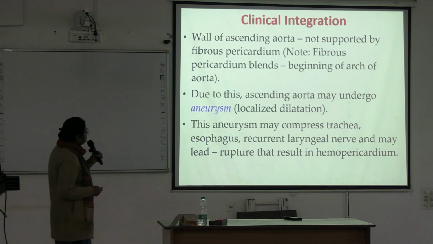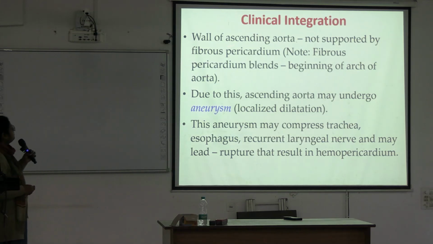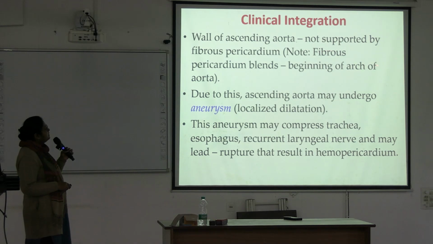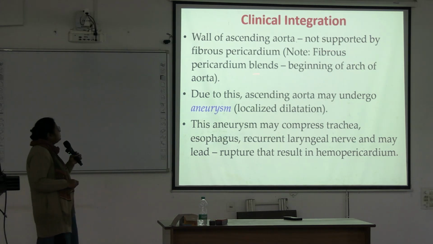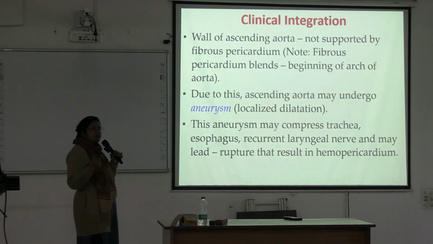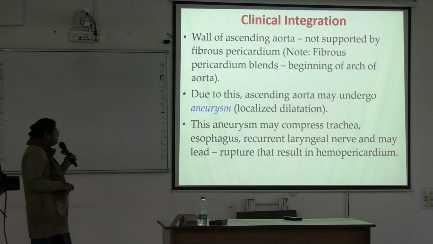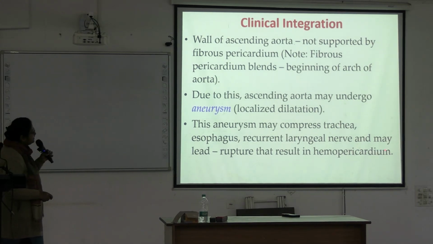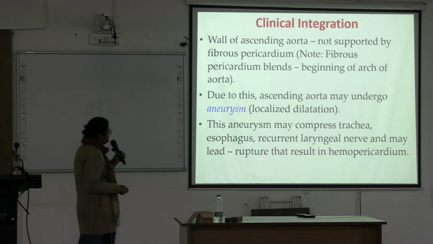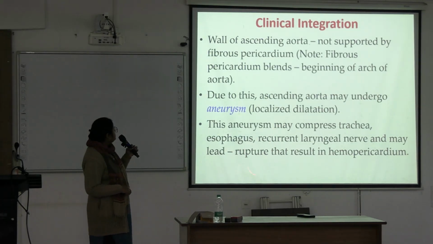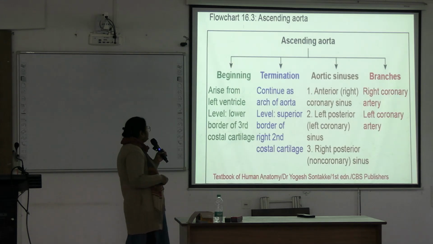The wall of the ascending aorta is not supported by the fibrous pericardium. The fibrous pericardium blends at the beginning of the arch of the aorta. Due to this, the ascending aorta may undergo aneurysm, that means localized dilatation of the ascending aorta. This aneurysm may compress the trachea, esophagus, and recurrent laryngeal nerve, and may lead to rupture, which results in hemopericardium. So this is one important clinical aspect.